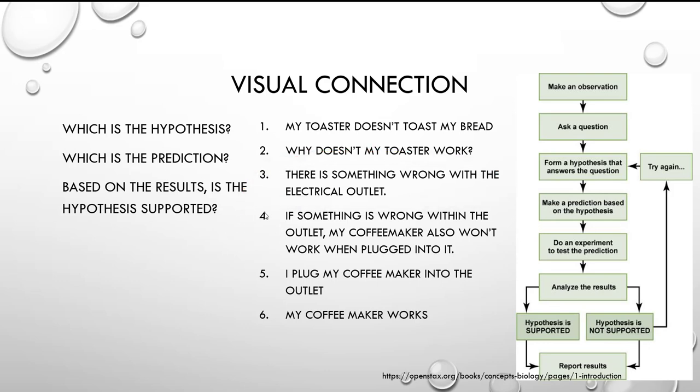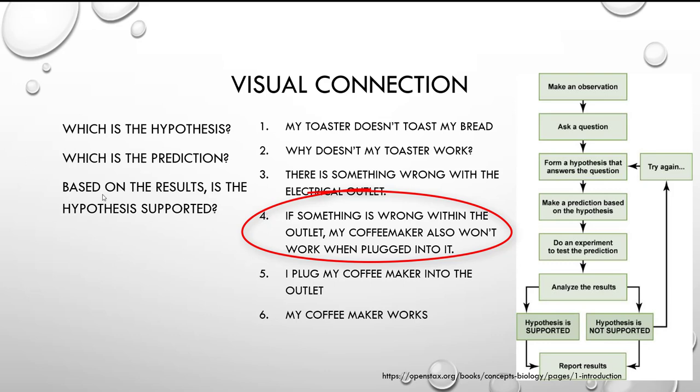If you chose number 4, I would agree with you. Remember, predictions are in the if-then format. So if something is wrong within the outlet, my coffee maker also won't work when plugged in. So number 4 is the prediction.